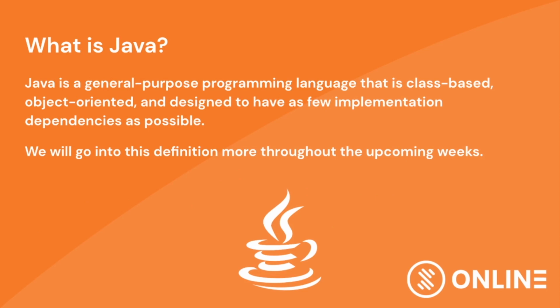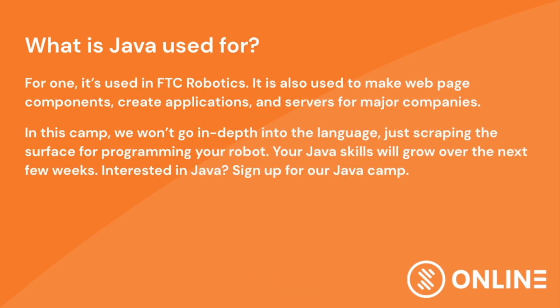So what is Java? Java is a general purpose programming language that is class-based, object-oriented, and designed to have as few implementation dependencies as possible. You don't really need to understand what this means, as throughout this course, these 3 camps, you're going to really understand all these different types of things that are mentioned in this definition and how we can apply them to FTC robotics.